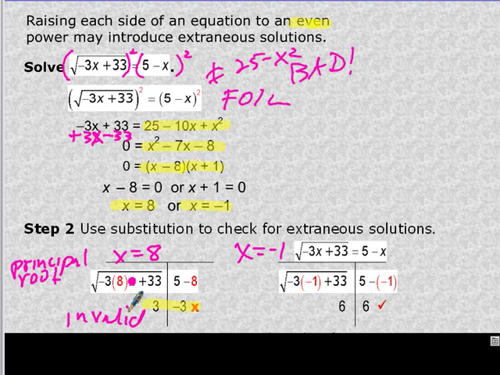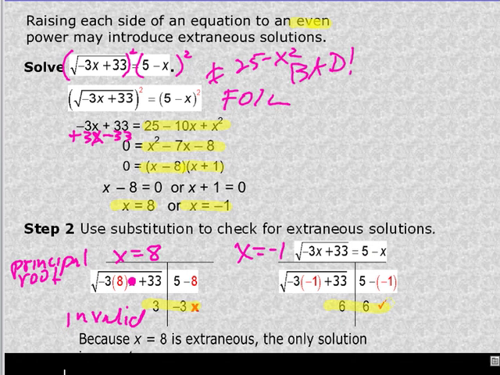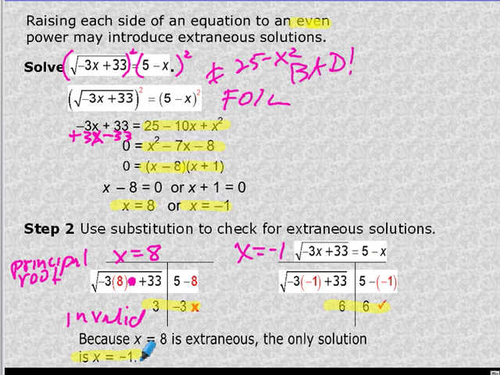So even though it didn't show as a negative underneath the radical, what we got was an equation that wasn't true. All right, over here, when we plug in negative 1, this is going to be 3 plus 33, which is the square root of 36, which is 6. We're going to get 5 minus a negative 1, which is 5 plus 1, or 6. In this case, that is valid, so our solution is going to be x equals negative 1.